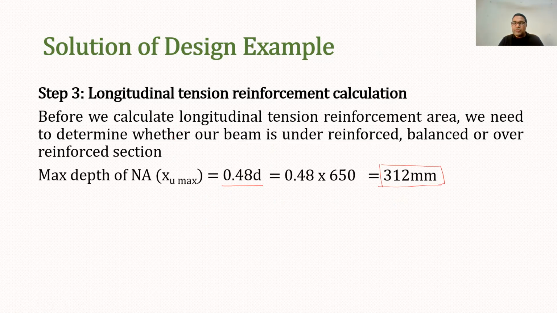Basically, in the IS code, there are two formulas given for the bending moment strength or moment of resistance of under reinforced, over reinforced and balanced sections. The actual depth of neutral axis can be calculated using the relation. The formula is also given in the IS code. So now I will show you the formula for the depth of actual neutral axis.